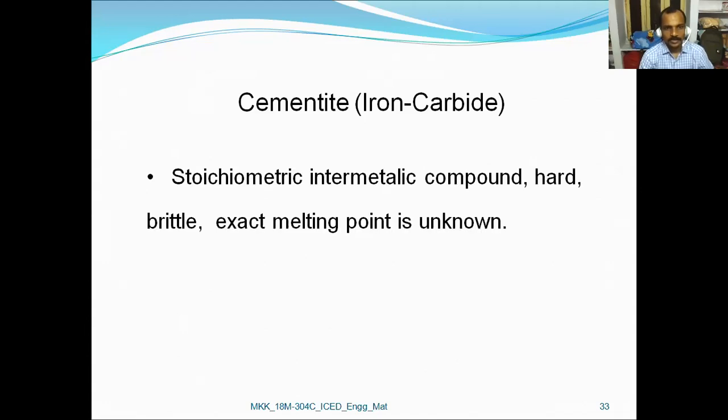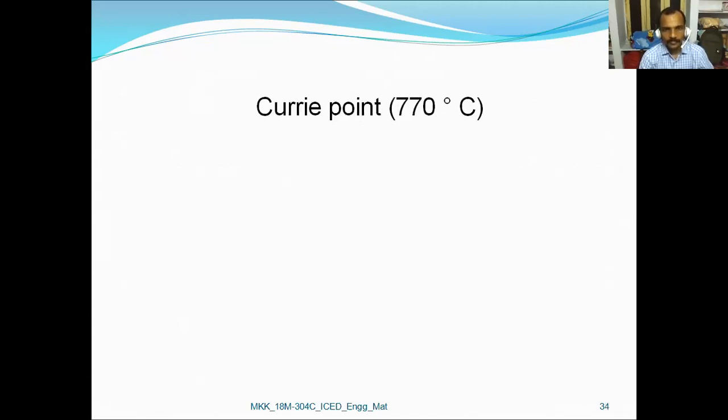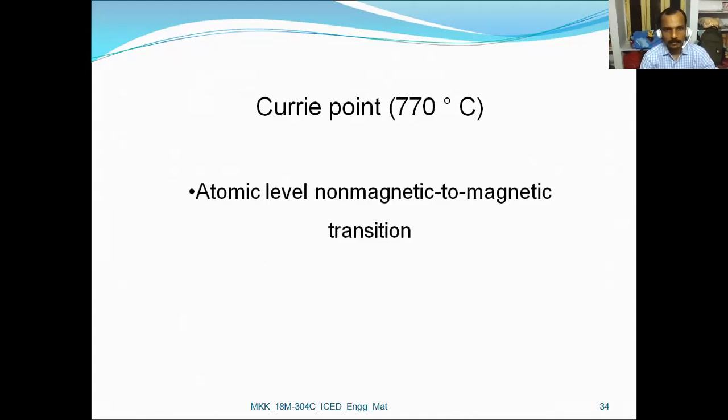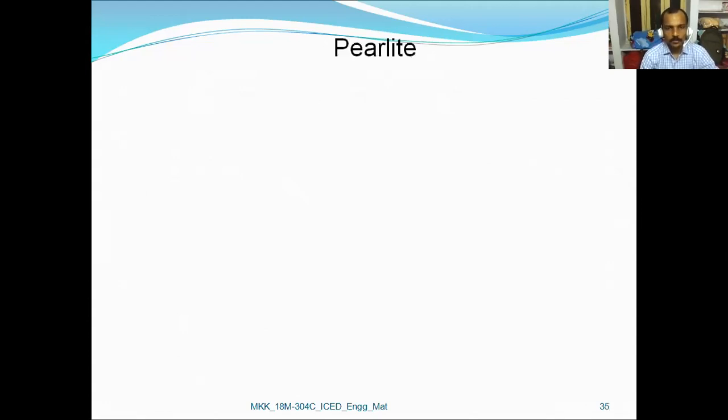It is a stoichiometric intermetallic compound, which is very hard and brittle. The exact melting point is not known, but its Curie point is 770 degrees centigrade, so the non-magnetic to magnetic transition can occur. Next we can move to the perlite.